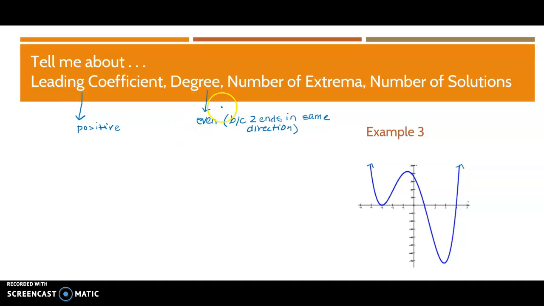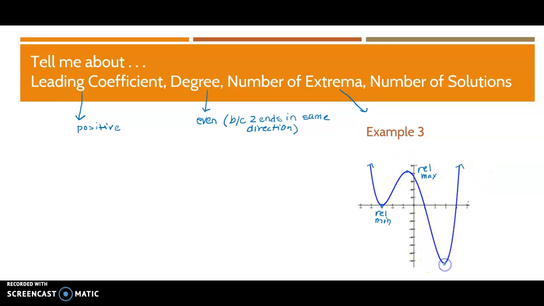piece of information. Next, it asks me about the number of extrema, and extrema just means minimums and maximums. So right here, I see a relative minimum. It's a low point. It is not the lowest, but it's relative. Right here, I see a relative maximum. And again, it's not the highest that this function will ever be, because it will go higher at both ends, but it is a high point.